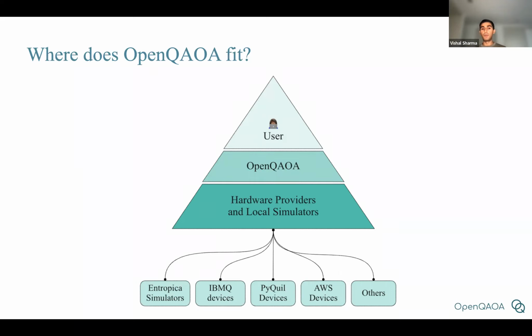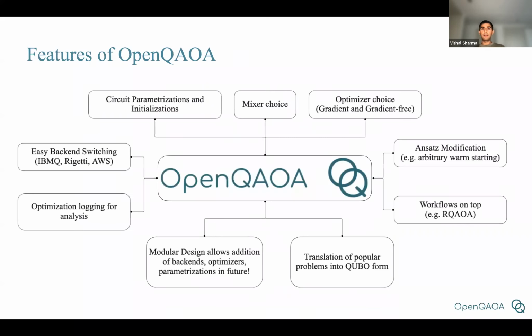So there's access to IBM Q devices, PyQuil devices, and the exact creation of the circuit in the way that you want. The running of the optimization loop, all of this is taken care of automatically by OpenQAOA. And you as a user are basically agnostic to the hardware you're actually running your problem on. All right, so with that, let me give you a quick overview of the features of OpenQAOA.